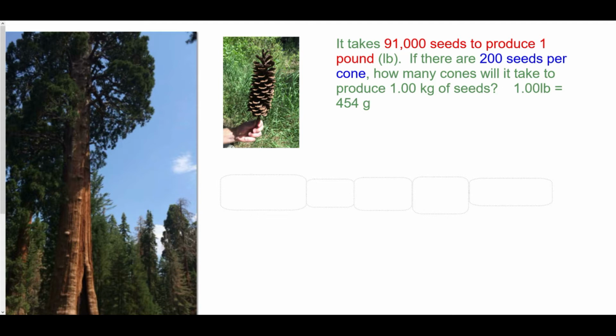If we look at the problem, we have in red, we have 91,000 seeds for 1 pound. That's a conversion factor. 200 seeds per cone, another conversion factor. Our 1 pound to 454 grams is given, that's a conversion factor. And so our given to start with is 1.00 kilograms.